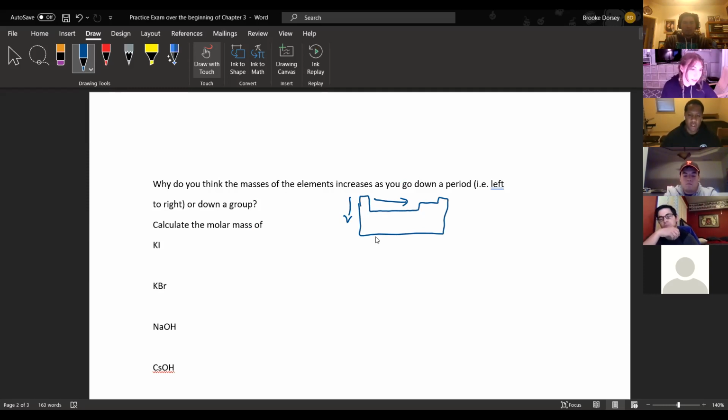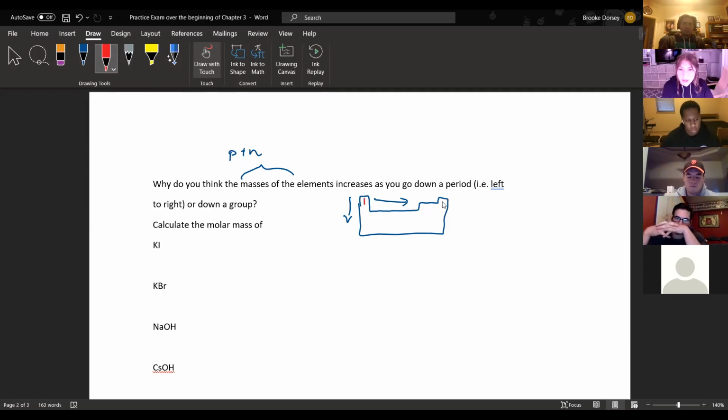Does it have to do with the electronegativity of the elements? Not exactly. So the masses. What do we know of masses? What are they made of? How do we calculate the mass of an element? Protons and neutrons. Yeah, neutrons. So how do these change as we go down the periodic table? More protons? Yeah.